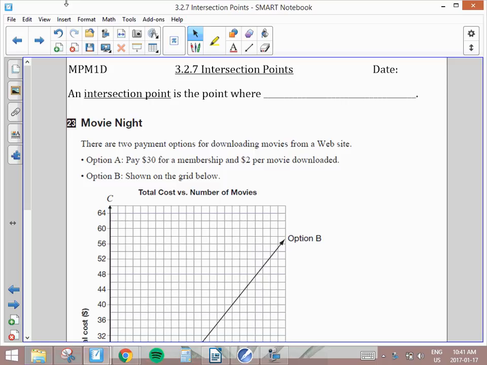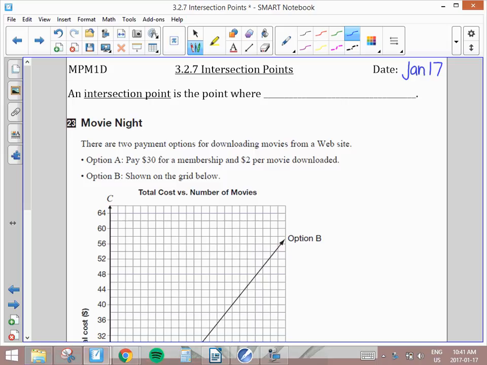We've got one more lesson to get through before we get to our EQAO review on Wednesday. So today is January the 17th, and you can find a copy of this lesson in the Spiral 3 Topic 2 folder. Today we're talking about intersection points. So we're going to start off with what is an intersection point. It's the point where two lines cross.